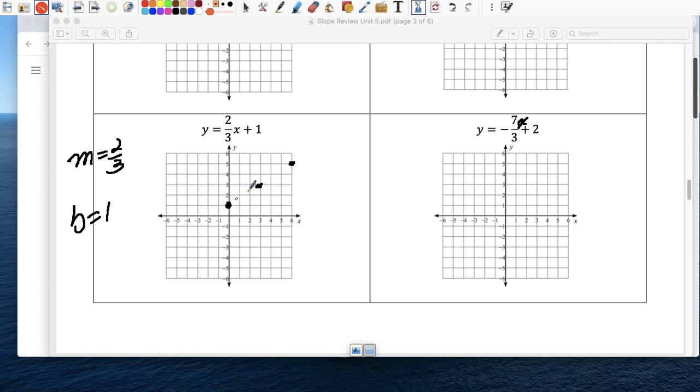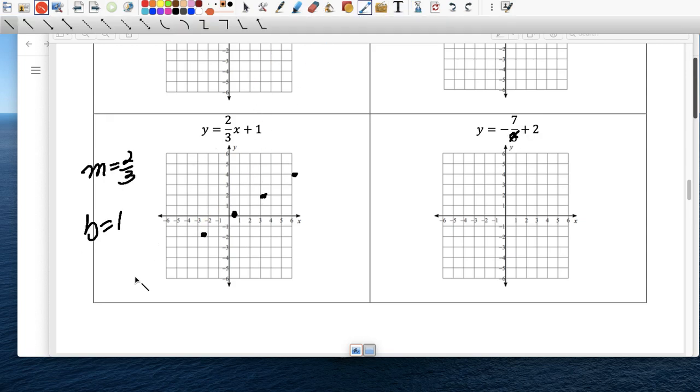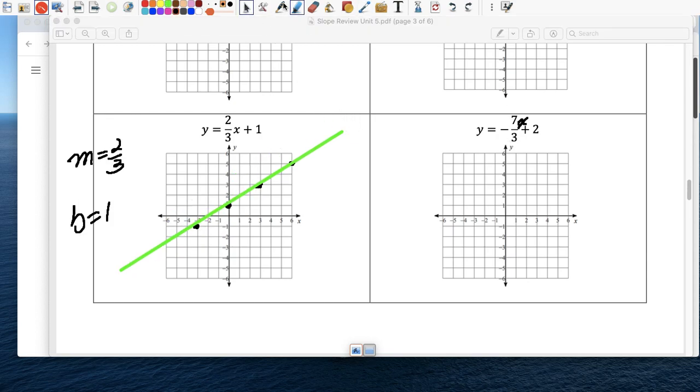When there's space, if you want to do more than 2 points, you only need 2, but if you want to do more, you are welcome to. It gives you a better sense when connecting the points to make a straight line. So this is y equals 2/3 x plus 1.